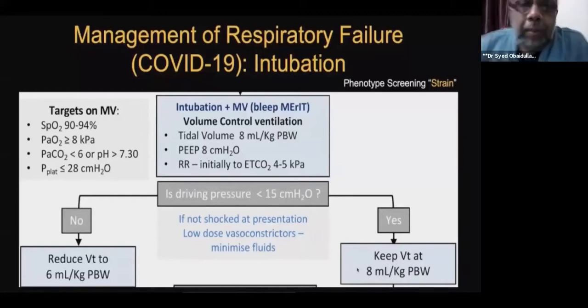So if the driving pressure is greater than 15, then you go to a tidal volume of 6 ml per kg. If it is less than 15, then you can go for a higher tidal volume. Keep the patient neutral and slightly negative, please, okay?